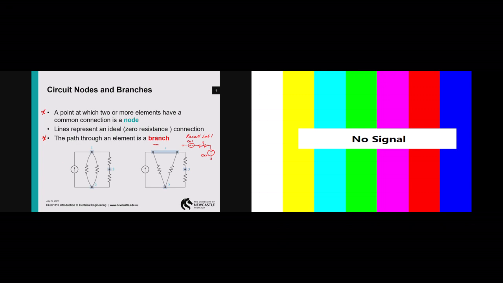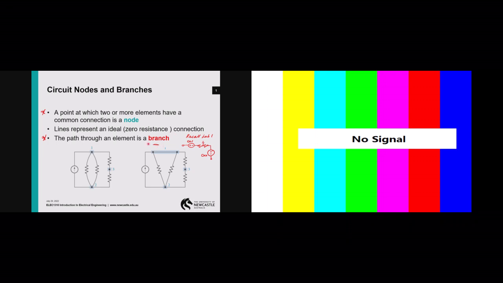As you can see here, from 2 to 1, in other words, from this path across this current source, we can say that this is a branch. Likewise, from this end to this end, across the resistor, is also a branch. Here to here, a branch. 1 to 3, a branch. 3 to 2, another branch.